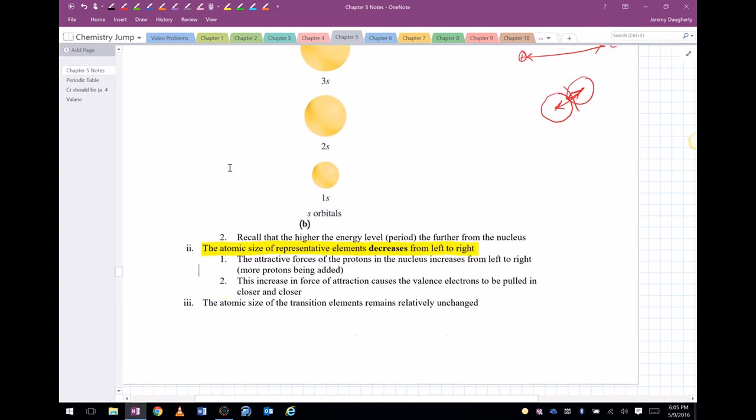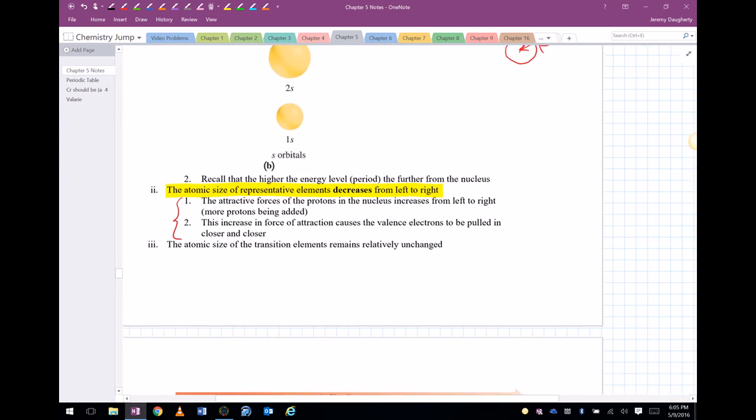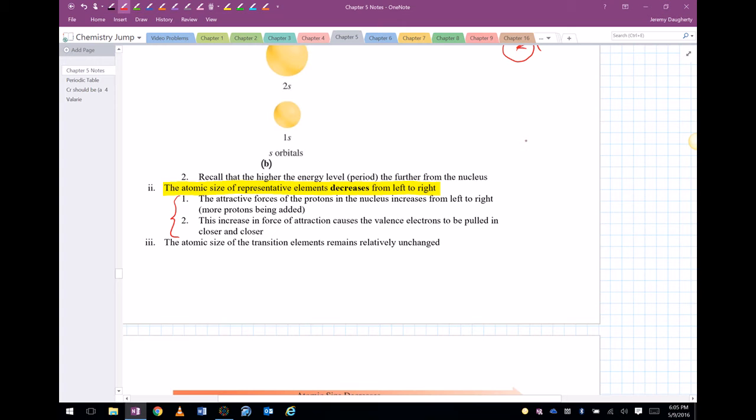Why? All right, so let's now get into the why. First, let's talk about left to right, across the period. Why does the atom get smaller? You guys know about Coulomb's law. Coulomb's law says there's a force of attraction between these two charges, Q1 and Q2, and it changes according to the distance squared. So as this distance gets bigger, this force gets significantly smaller, and vice versa. As this distance gets smaller, this force gets bigger.